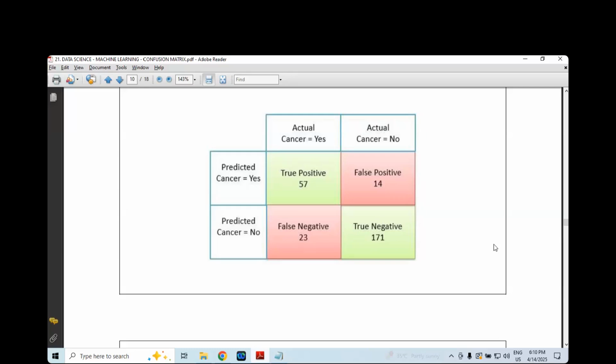Make a note on this. Make sure you understand slowly, slowly. Yeah, we are working slowly by slowly.